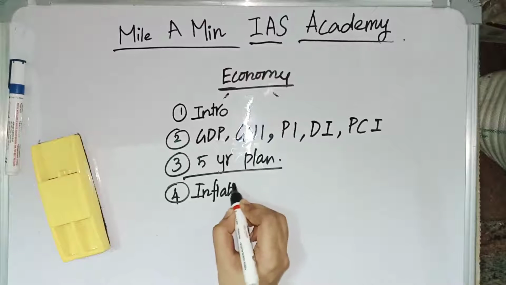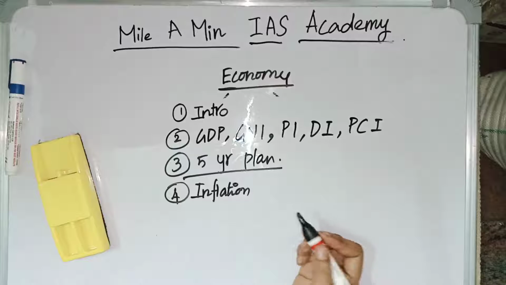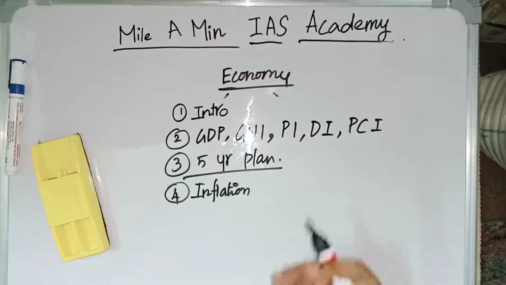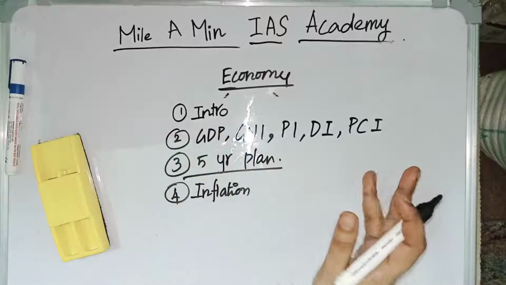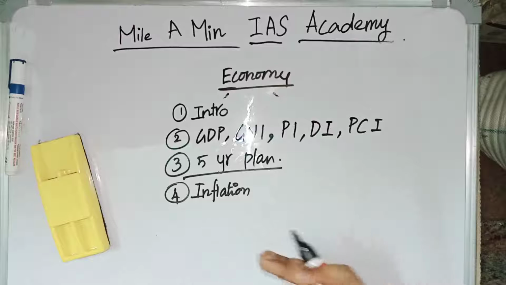The fourth one is inflation. Inflation is a persistent rise in the price level. There are others called deflation, stagflation, core inflation, headline inflation, galloping inflation, creeping inflation, walking inflation, and the measures to control inflation.